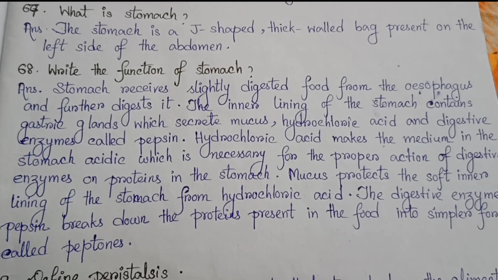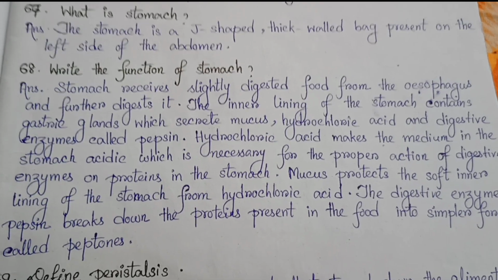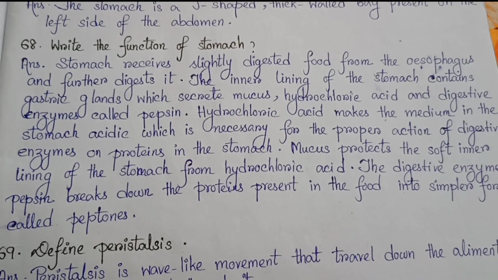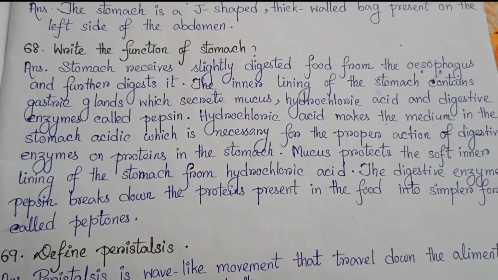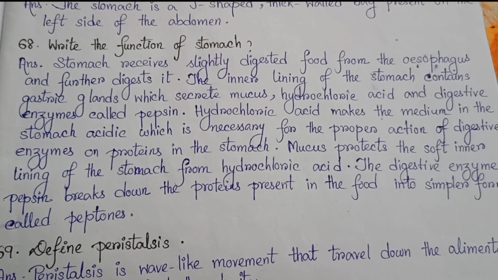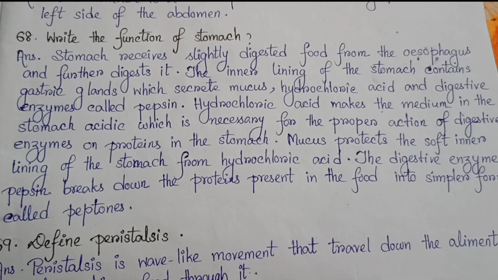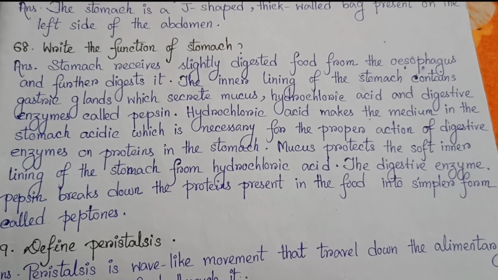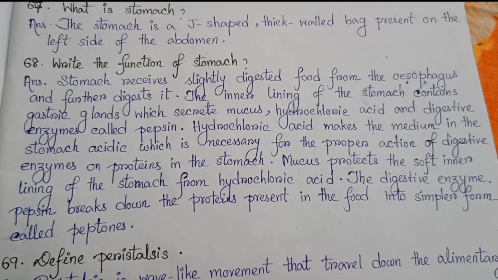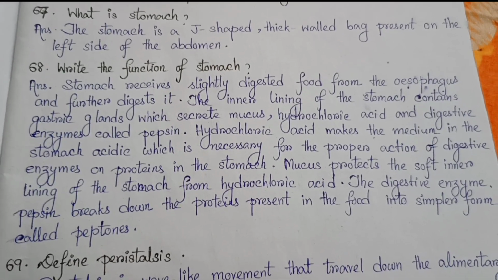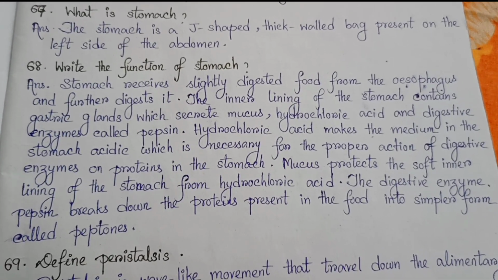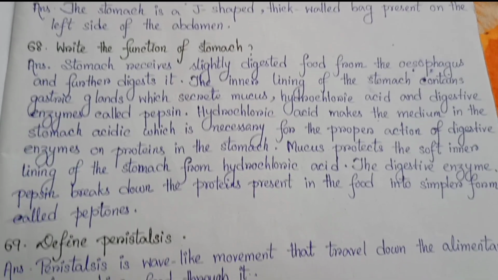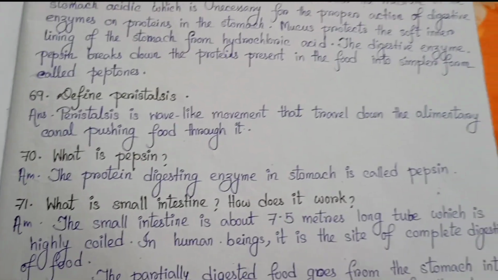The inner lining of the stomach contains gastric glands, which secrete mucus, hydrochloric acid, and digestive enzyme called pepsin. Hydrochloric acid makes the medium in the stomach acidic, which is necessary for the proper action of digestive enzymes on proteins in the stomach. Mucus protects the soft inner lining of the stomach from hydrochloric acid. The digestive enzyme pepsin breaks down the proteins present in the food into simpler forms called peptones.